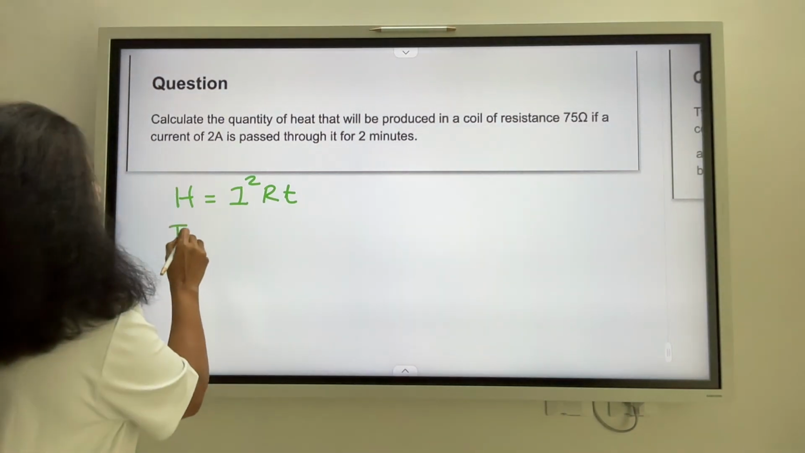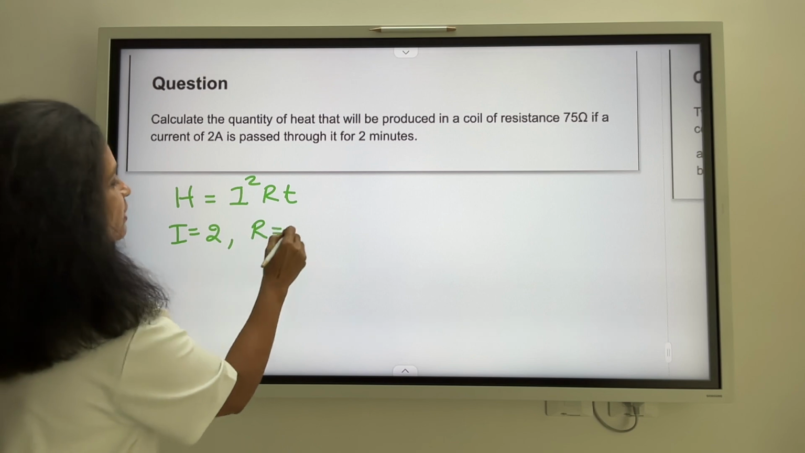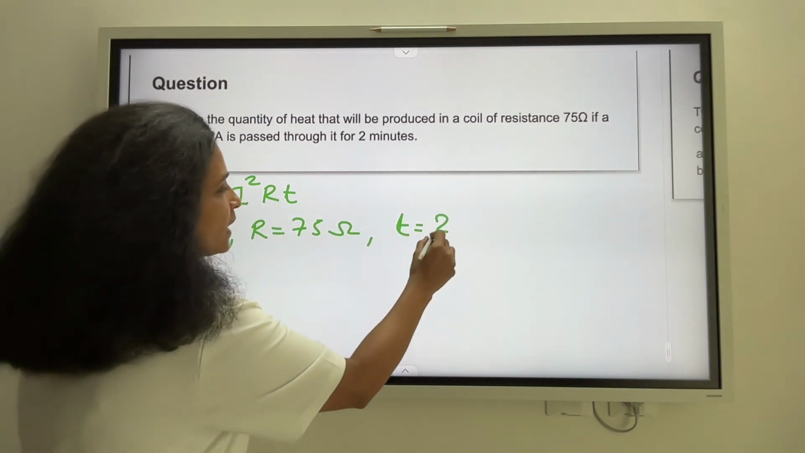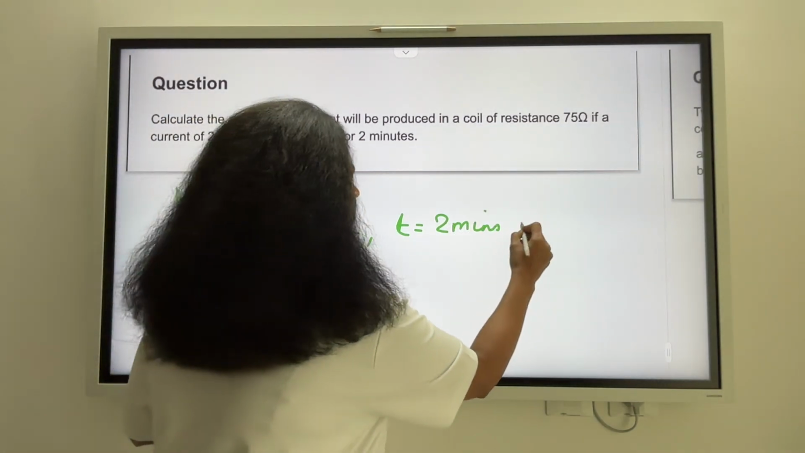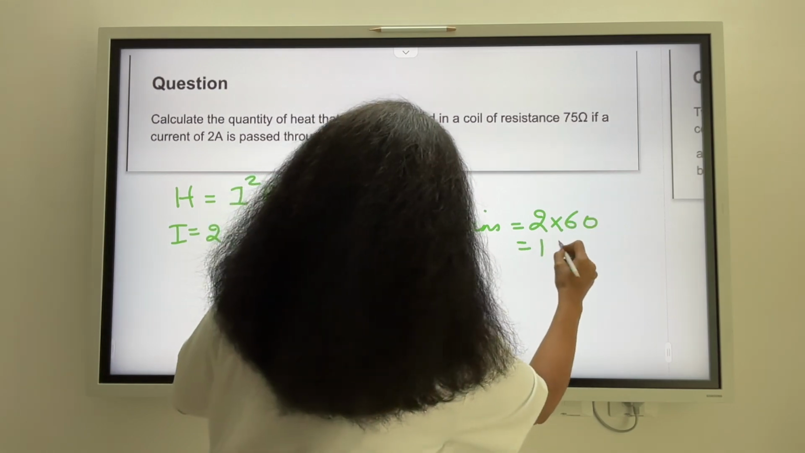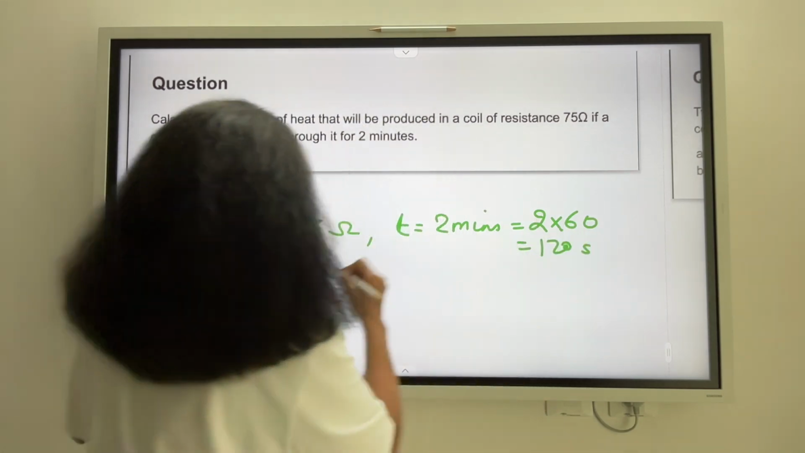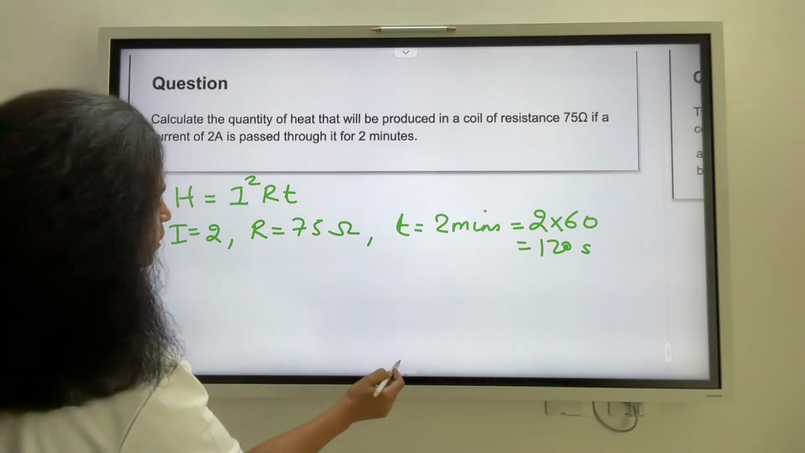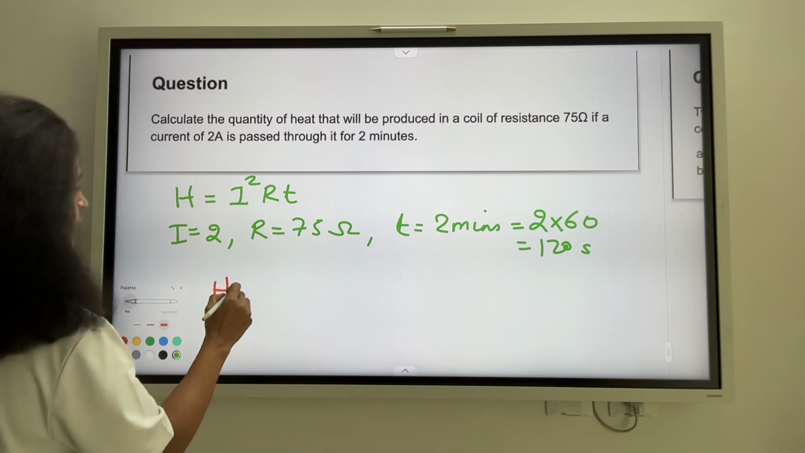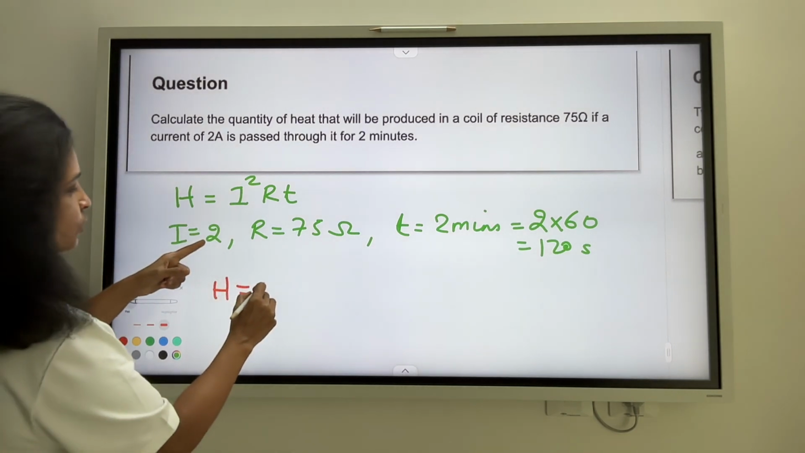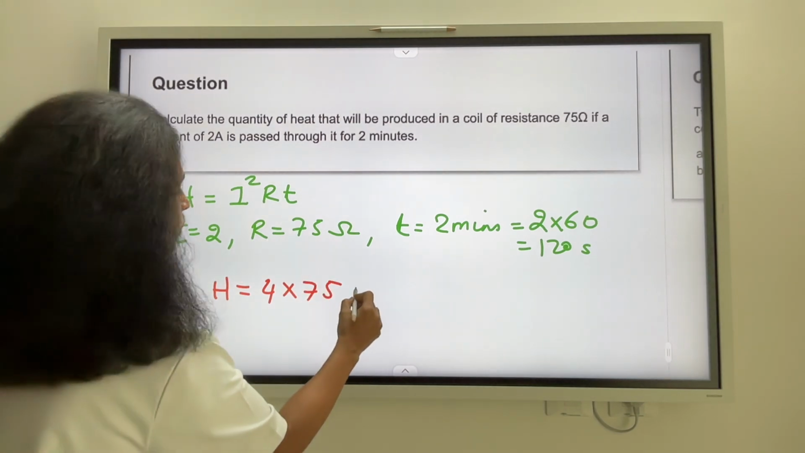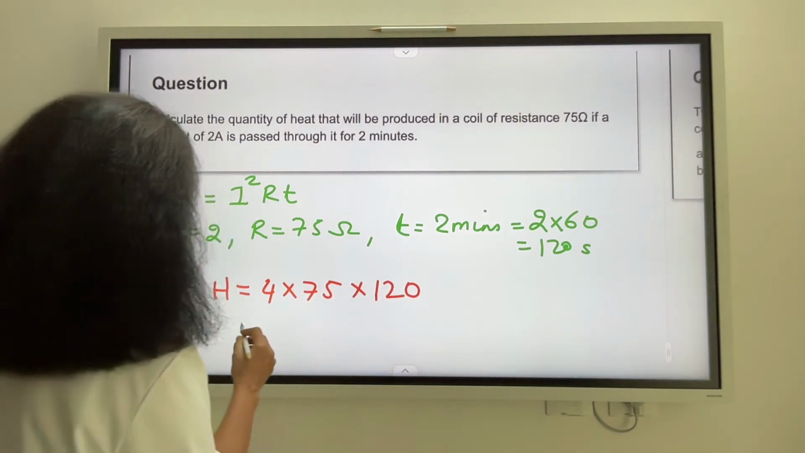I hope you remember that. So my current is given as 2, my resistance is given as 75 ohm. Time being 2 minutes implies how many seconds? 2 minutes का मतलब है 2 into 60. So 120 seconds of course. So let us calculate our H, the quantity of heat energy produced. So H is equal to I square. So 2 square is 4, R is 75. And what is T? It is 120.